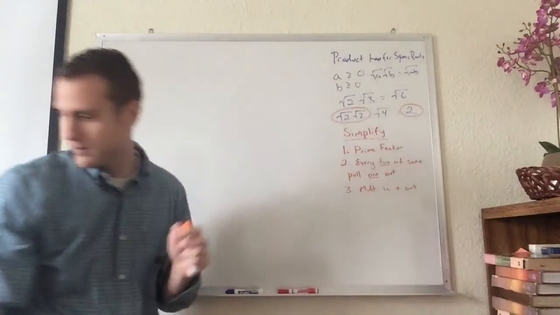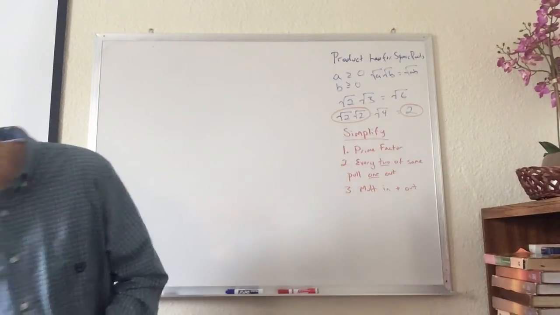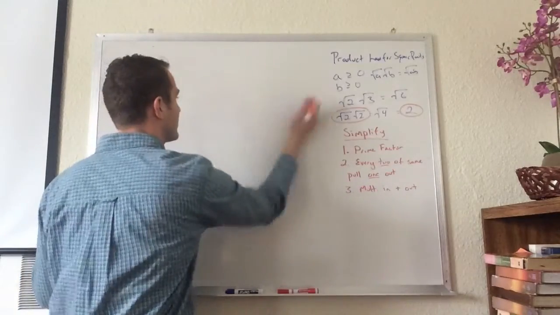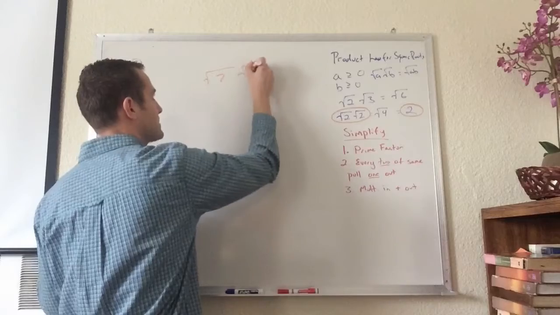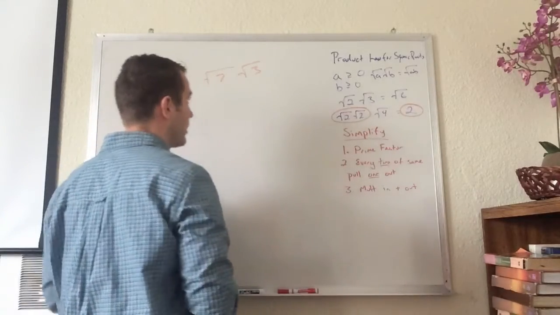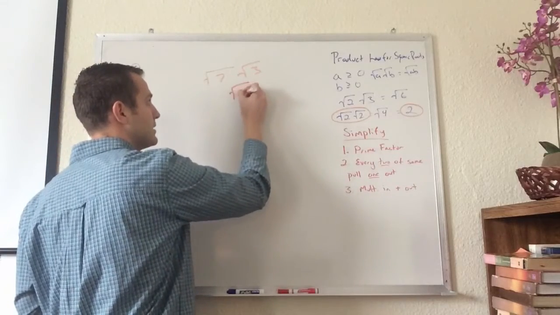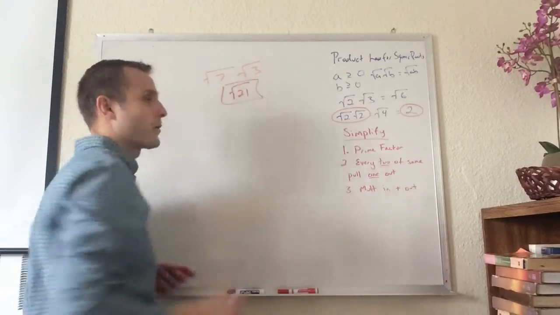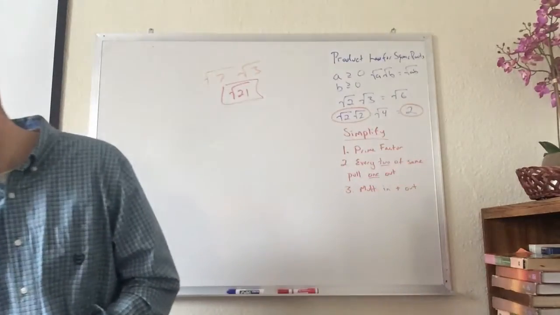So let's say, for example, I have the square root of 7 times the square root of 3. So square root of 7 times the square root of 3. Well, remember, for my product rule, all I have to do is multiply the inside number. 7 times 3 is 21. So that's my answer, the square root of 21. That doesn't have a square root, so I just leave it as the square root of 21.